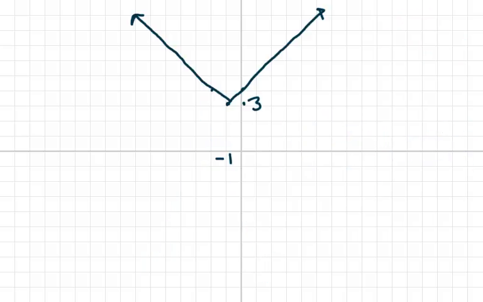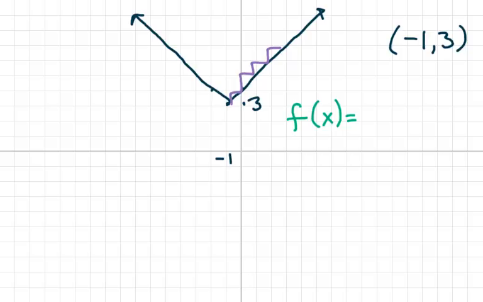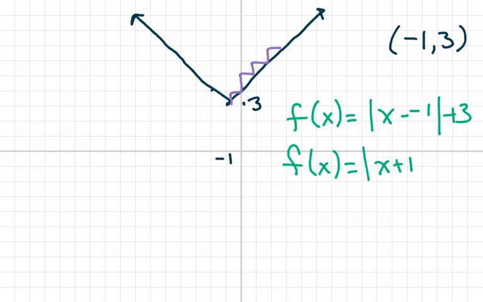Alright, the next one, I notice my vertex is at -1, 3. My slope is 1, because we're going up 1 over 1, up 1 over 1, up 1 over 1. So my slope is 1 and we're opening up. So my equation is going to be f of x equals, my slope is +1, so you don't need to write the 1. That's just going to be x minus a -1 plus 3. And I'm going to clean that up. F of x equals the absolute value of x plus 1 plus 3.